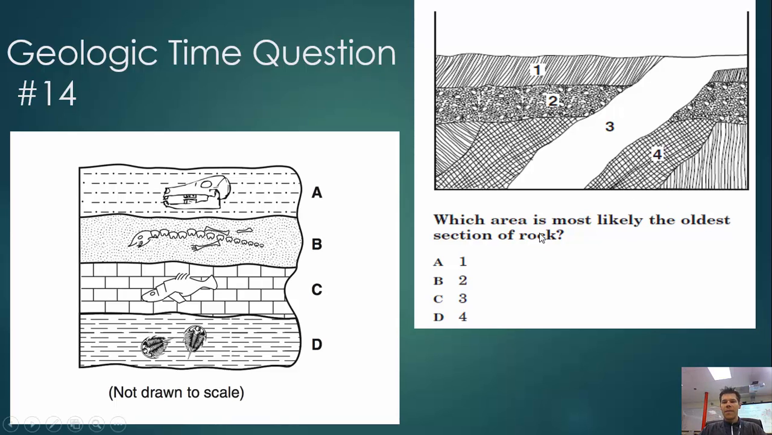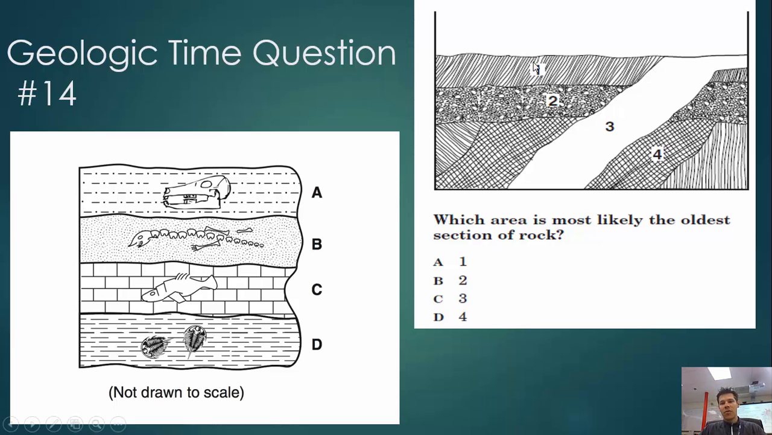So which area is most likely the oldest section of rock? So remember our law of superposition. The rocks on the top are always the youngest rocks, and our rocks on the bottom, as you can see here with these little trilobites in them, this ancient life, the rocks on the bottom are very, very old, and relatively speaking, they're older than the rocks above them.